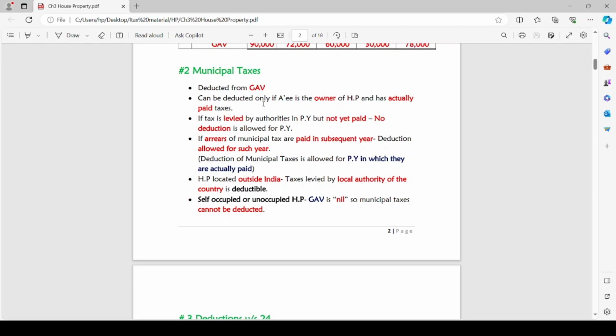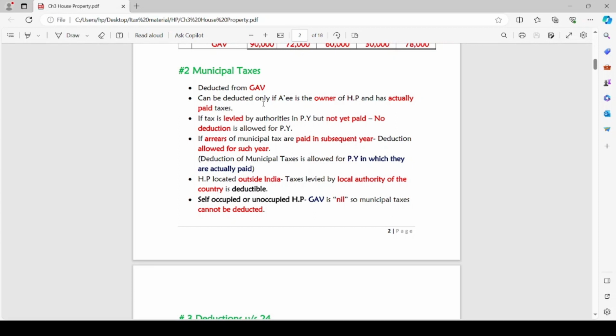If tax is levied by authorities in the previous year, but the assessee has not yet paid the municipal taxes, then no deduction will be allowed for the previous year. But if arrears of municipal taxes are paid in a subsequent year, the assessee has not paid municipal taxes in the previous year and now he has paid them in subsequent years. In such a case, the deduction will be allowed for the year in which actual payment has been made. Deduction of municipal taxes is allowed for the previous year in which they are actually paid.